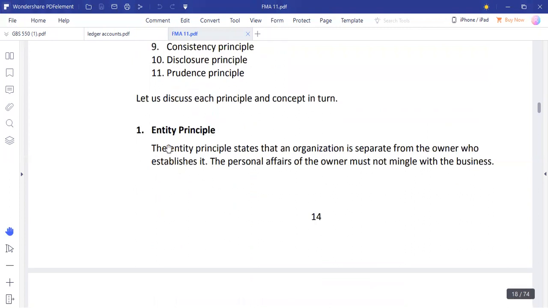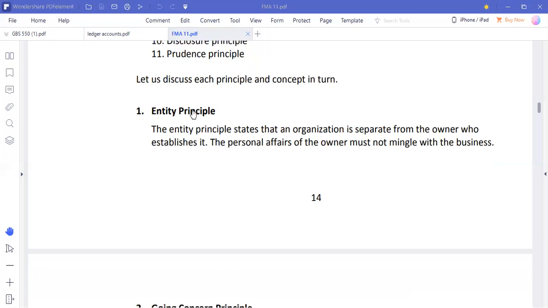To start with, we have what we call the entity principle. This principle simply states that an organization is a separate entity from its owners, meaning the personal affairs should not be meddled with the business affairs. So if you have a company and you find the director using that company over the weekend and it's not required in that particular company, you can sue that individual because the owner is separate from the business.